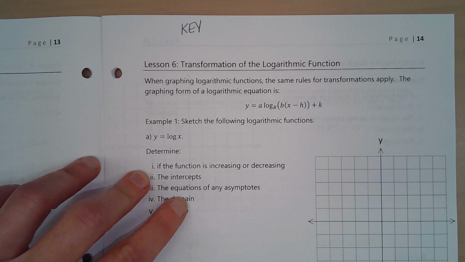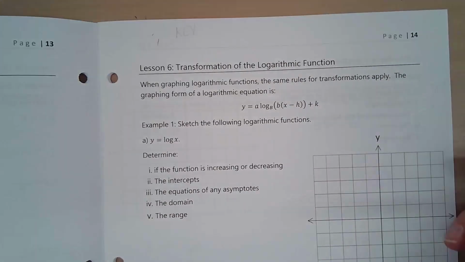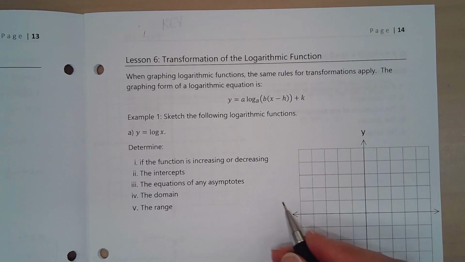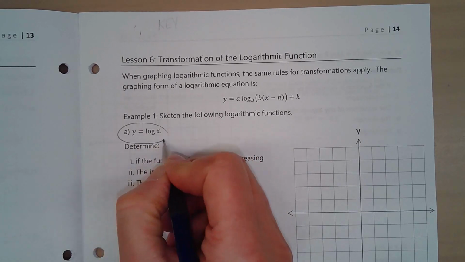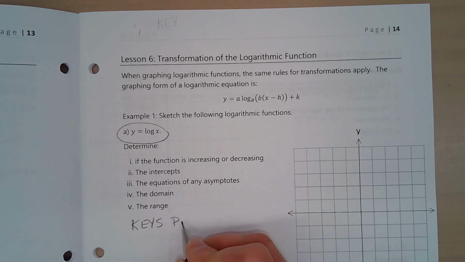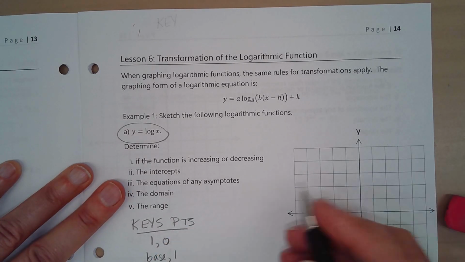I'll erase that. All right, so graphing log functions, we just have to remember our key points and our key characteristics of the basic function. So we'll just graph it again here. This is just the log of x graph. So my key points are (1, 0), right? Instead of (0, 1), it's (1, 0). And then this will be the base, whatever the base is, comma 1.